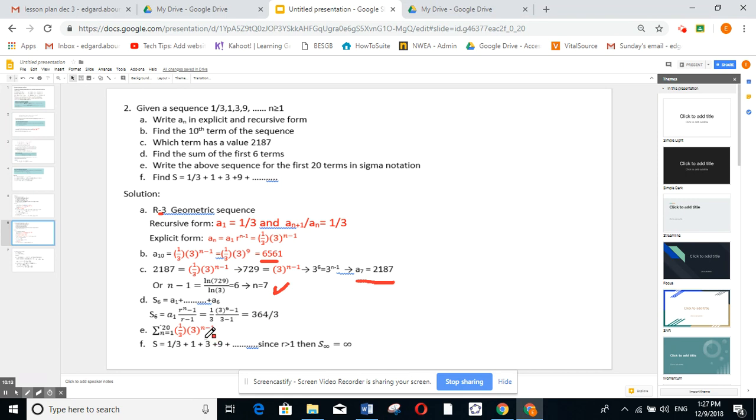They want us to write in sigma notation the first 20 terms. So from 1 till 20, and you write the explicit form as it is. They want the sum at infinity. Since r is equal to 3, bigger than 1, the sum at infinity will keep going up to infinity.